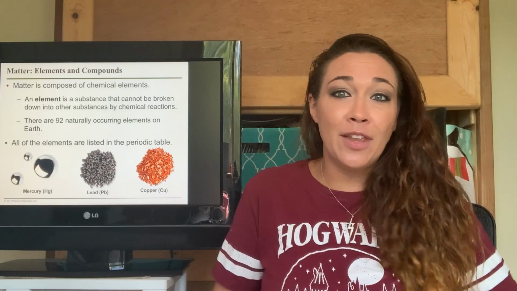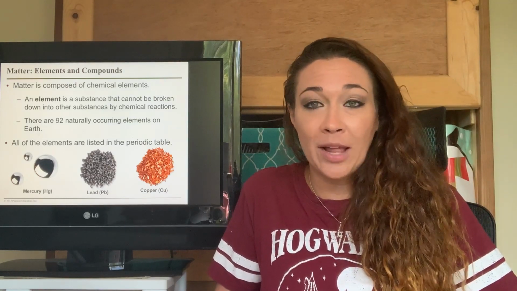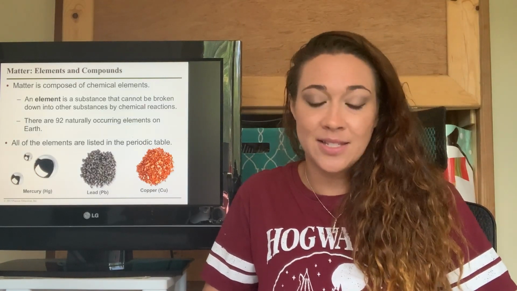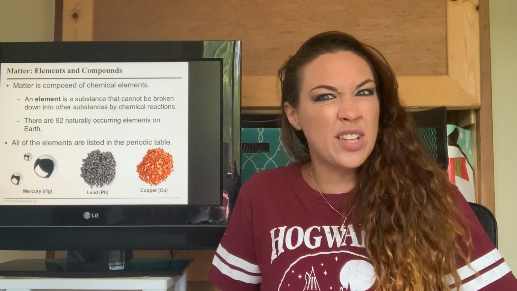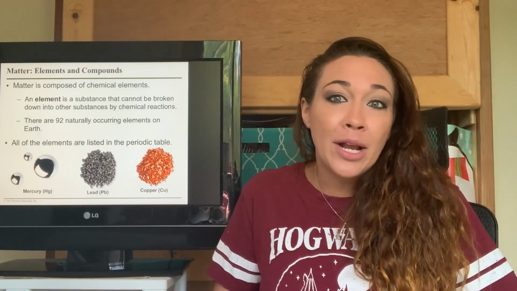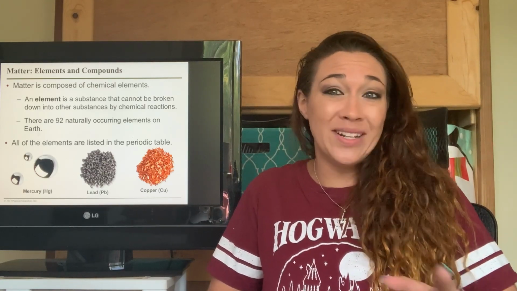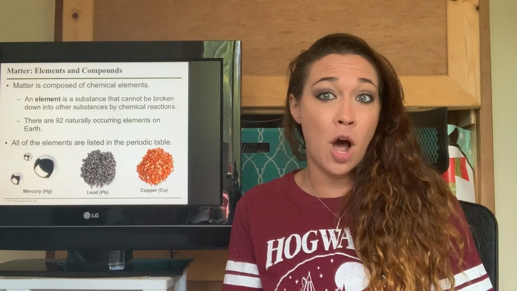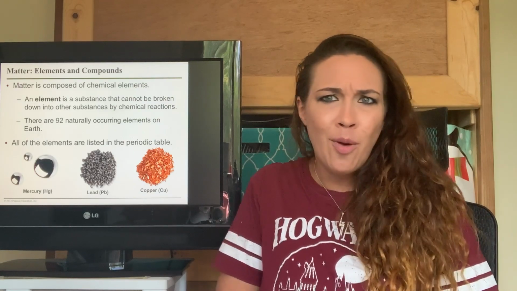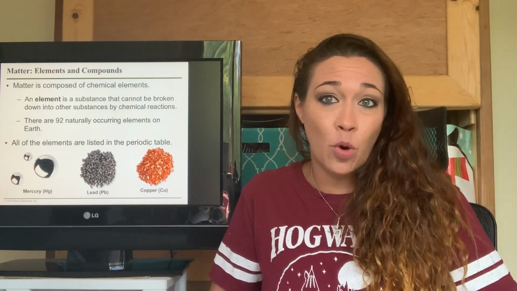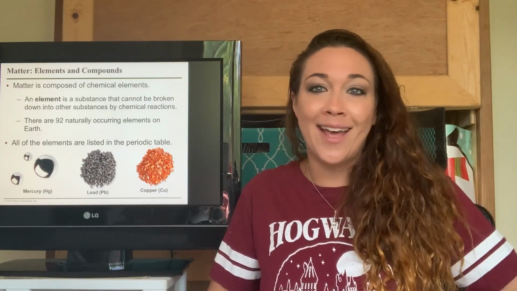There are now 92 naturally occurring elements on our planet. We have been able to synthesize or create some more, which is kind of cool. But am I going to ask you to memorize all of these? No. Am I going to ask you to identify a couple of the most common ones that we talk about? Yeah, but that shouldn't shock you, because we're going to talk about them again and again and again.